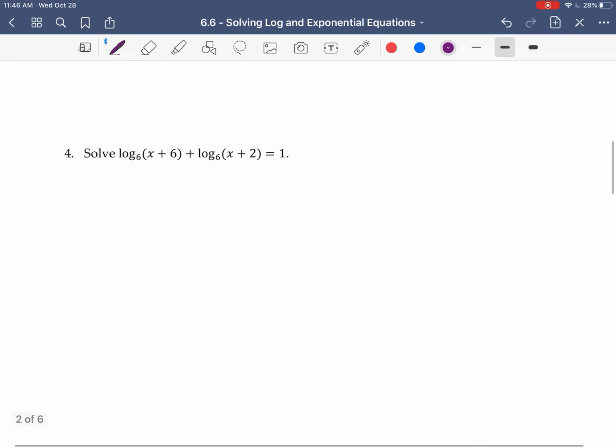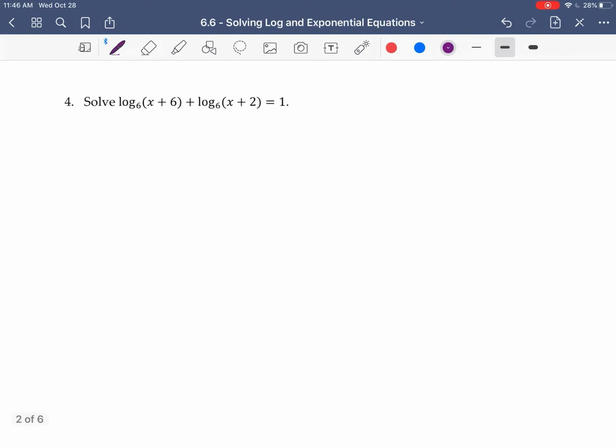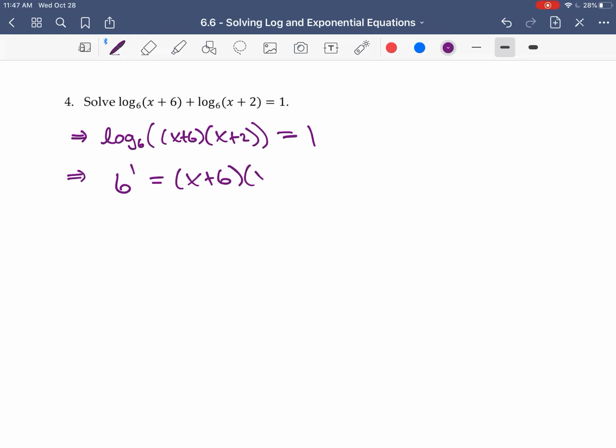I'm going to skip number 3 and do number 4 here. I want to write this as a single log. When I have a plus in between 2 logs with the same base, I can write that as a multiplication. So this is actually log base 6 of x plus 6 times x plus 2, and that's equal to 1. Now I have log of something equals something, so I can use the switch. That's going to be 6 to the power 1 is equal to x plus 6 times x plus 2. So this is the switch to exponential.